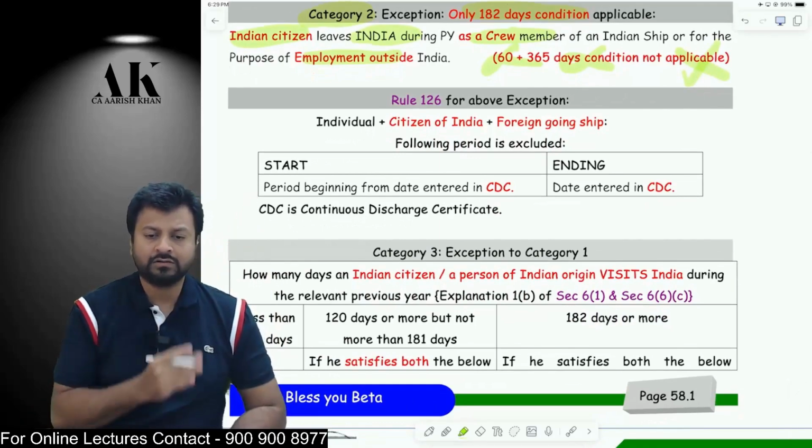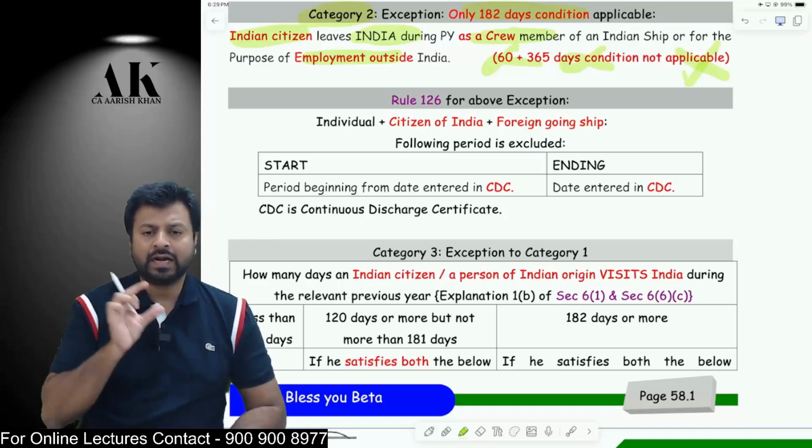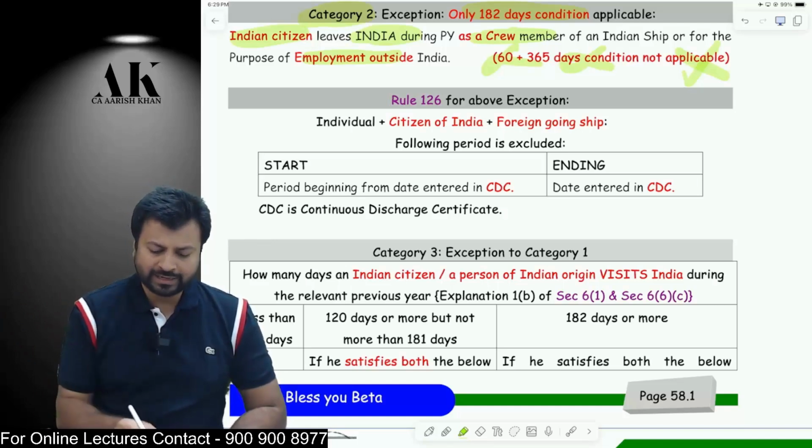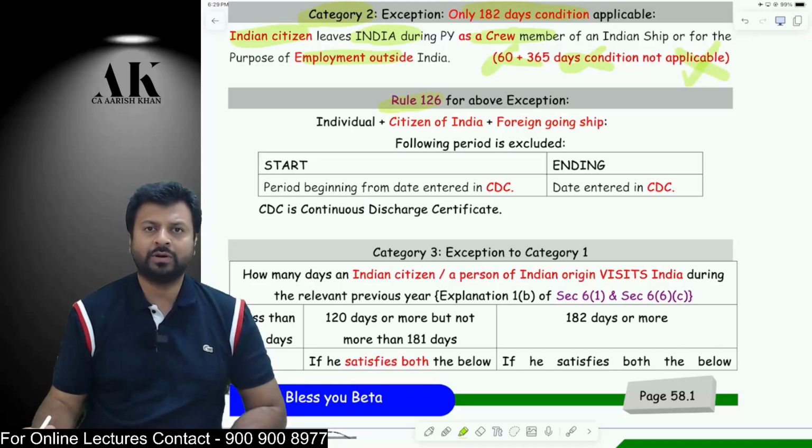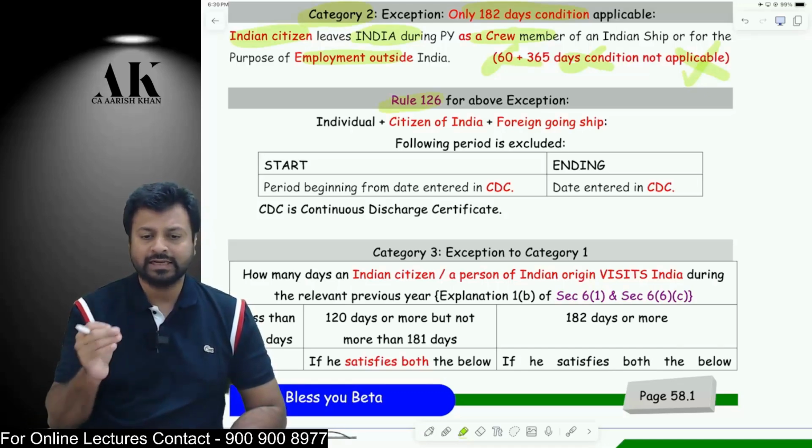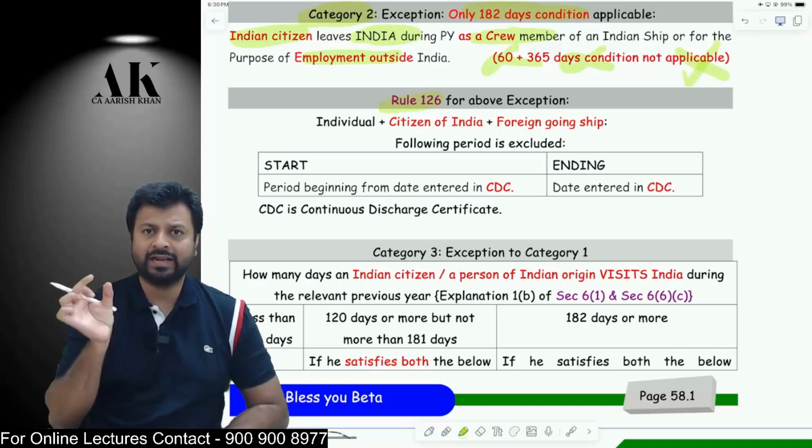Now, when they leave India and when they come back to India, how are their number of days calculated? For that purpose, Rule 126 is brought by the Government of India. Rule 126 tells us how to compute the number of days in India and the number of days outside India.